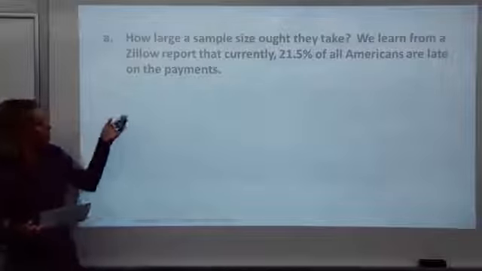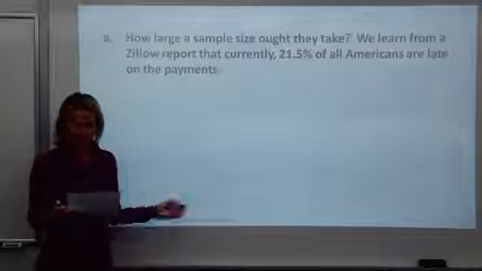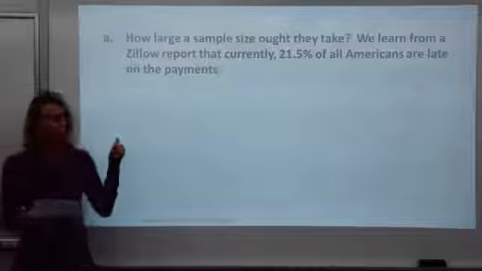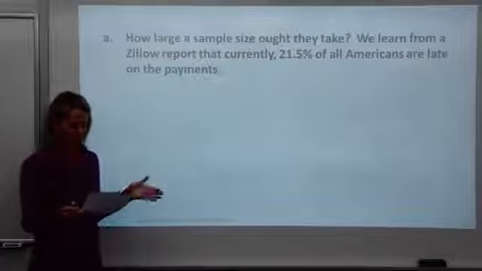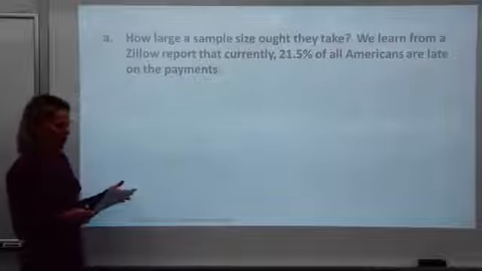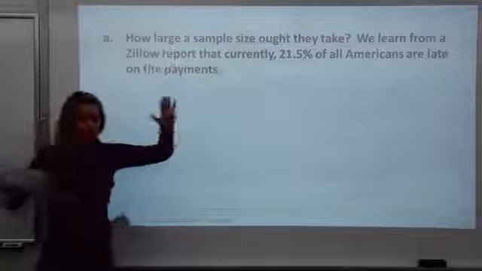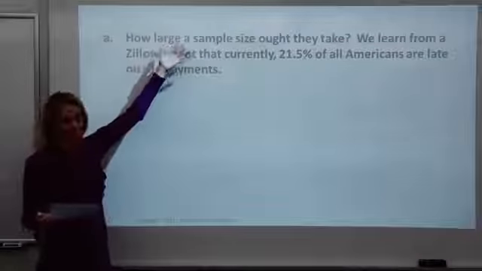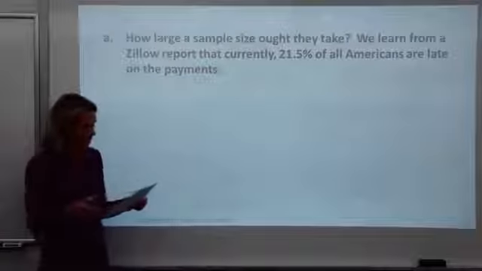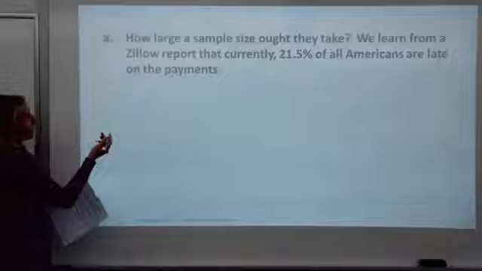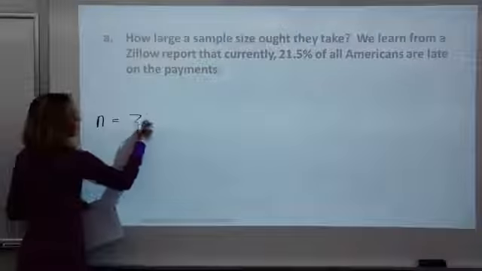We learned from a Zillow report that 21.5% of Americans are late on their payments. So this is a proportion problem. We're interested in the percentage of Cecil County residents that are behind on their payments. We're interested in figuring out, before we've even collected the data, how many people should we collect data from, so how big should our sample size be? And so we're going to end up using our formula for sample size again.